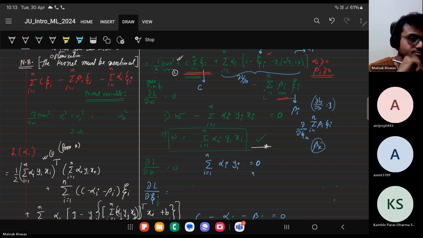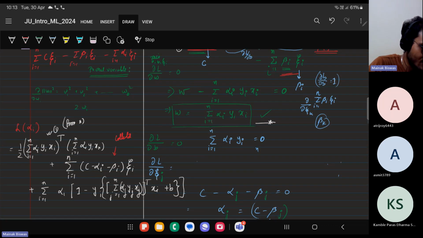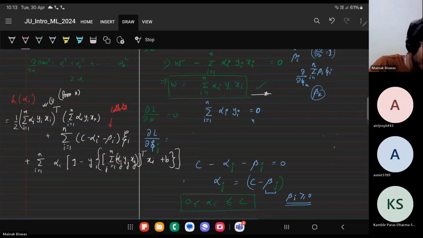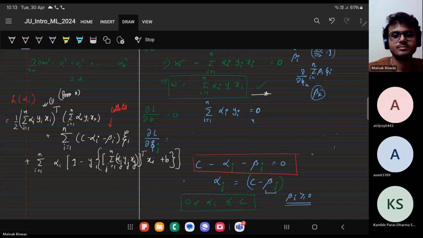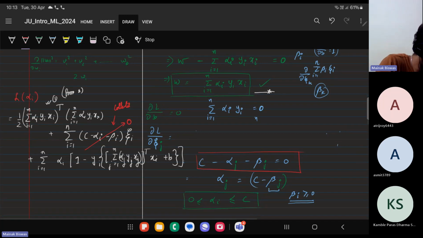Okay. I collected all the xi i's. Why is it important? Because I already know that C minus alpha i beta i equal to 0, right? It will become 0. This term goes to 0. Very nice formulation. Just see what happens.